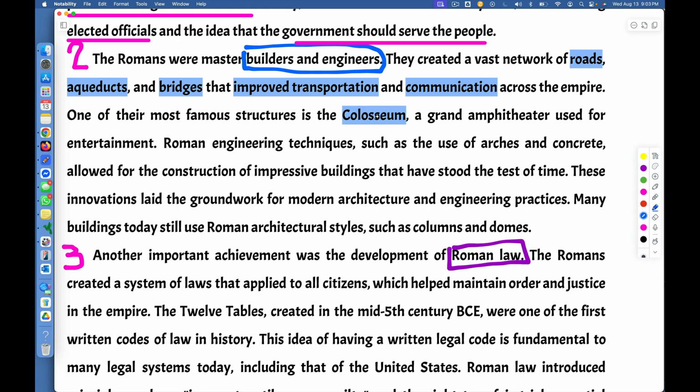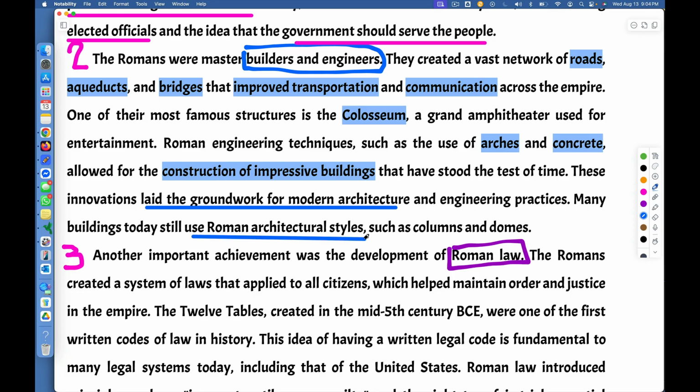Roman engineering techniques, such as the use of arches and concrete, allowed for the construction of impressive buildings that have stood the test of time. So you can tell by the next words that we're starting to talk about the future, how it impacted the future. Innovations laid the groundwork for modern architecture and engineering practice. So it laid the groundwork for modern architecture because many buildings today still use Roman architectural styles. So we still use Roman architectural styles like columns and domes.